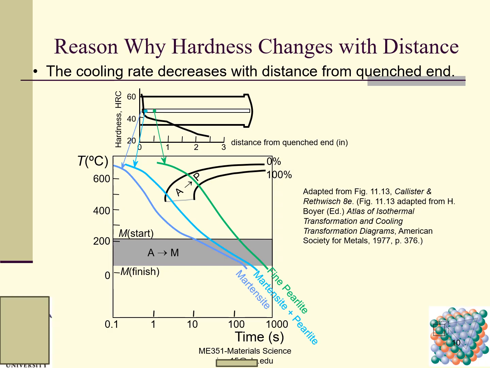So we can get this. This curve intersects both the start curve and the completion curve, and we will get fine pearlite. Fine pearlite is softer than martensite. For this point, the cooling rate is much slower, and it goes down and goes here, and we get pearlite, right? So this gets a pearlite.